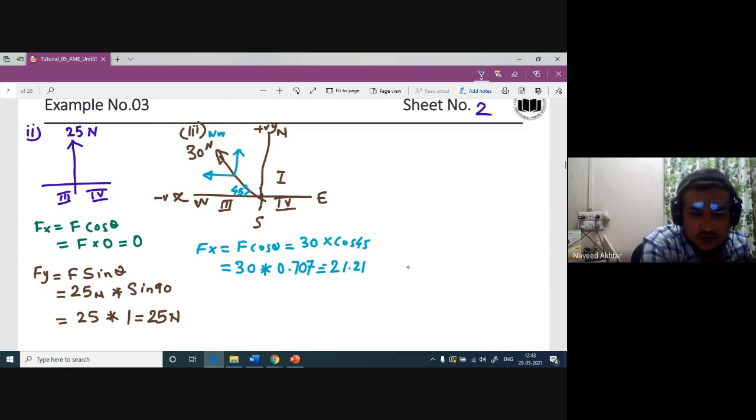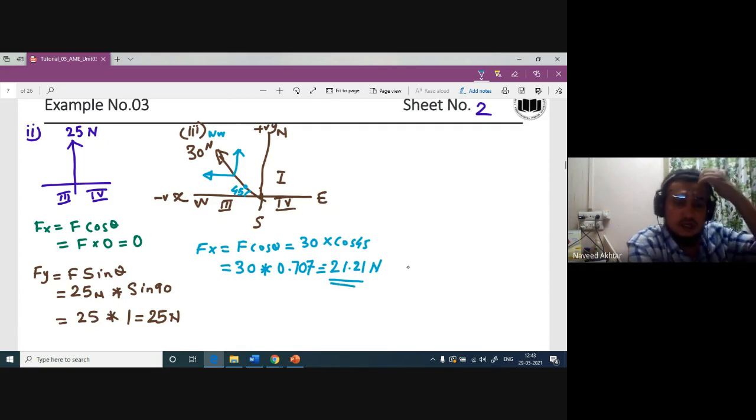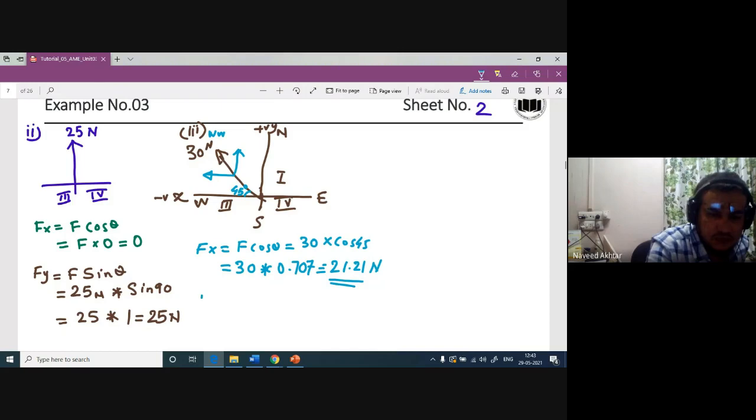So this Fx is F cos theta. 30 cos 45, if you write, then this will be our value, 21.21. That is the x component of the force 30. Then again, now we have to find the vertical component. The vertical component generally we denote as Fy. Fy is equal to F sine theta. What is F? It is 30. What is sine theta?